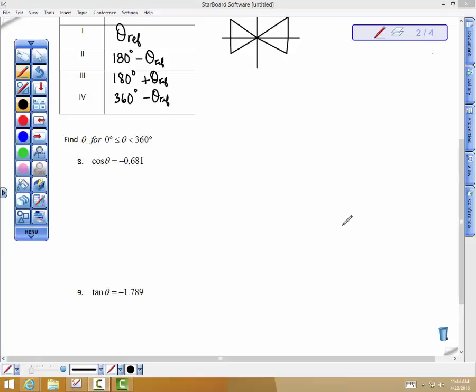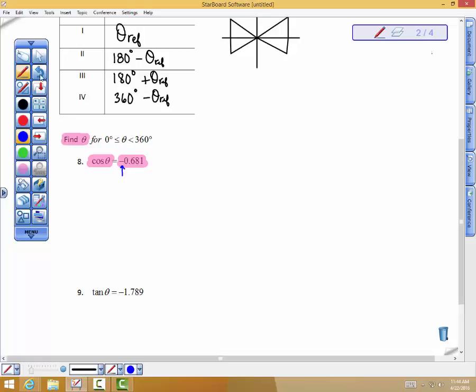Okay, what does all this mean? Let's say that we're being asked to find the size of an angle theta. And we're given the value of a ratio for a particular trig function. In this case, would you please notice that the cosine of the angle is a negative number?